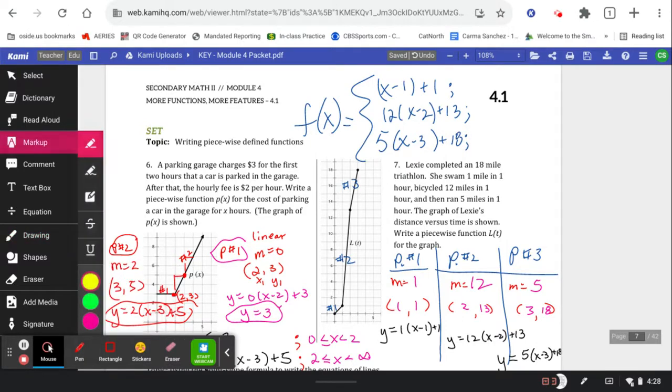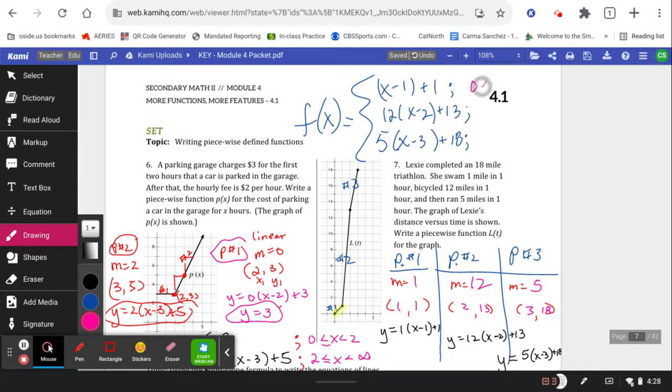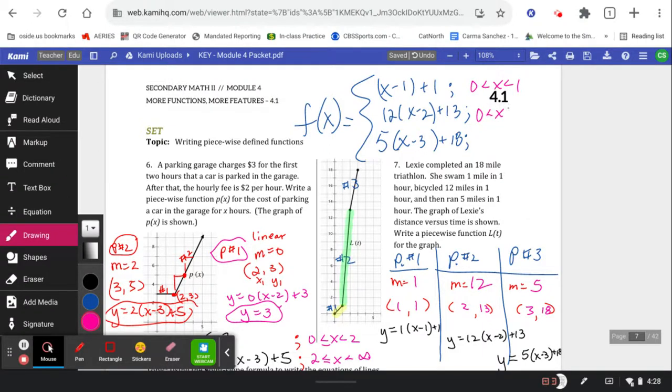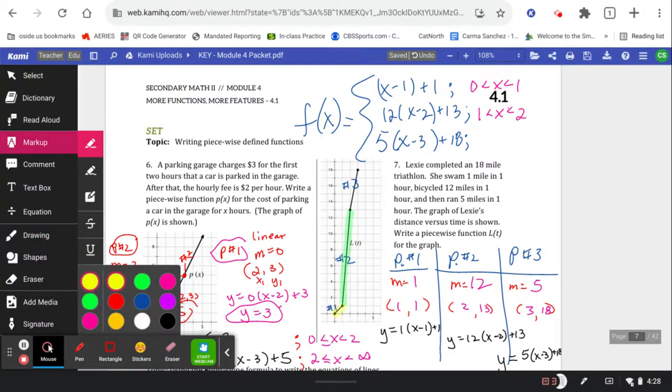This first little part of the function, see it? That little tiny line, it just goes from 0 to 1. What about the next part? I'm highlighting green. This goes from 1 to 2. Oops, sorry guys, 1 to 2. And last one, you got it. It's going 2 to 3.